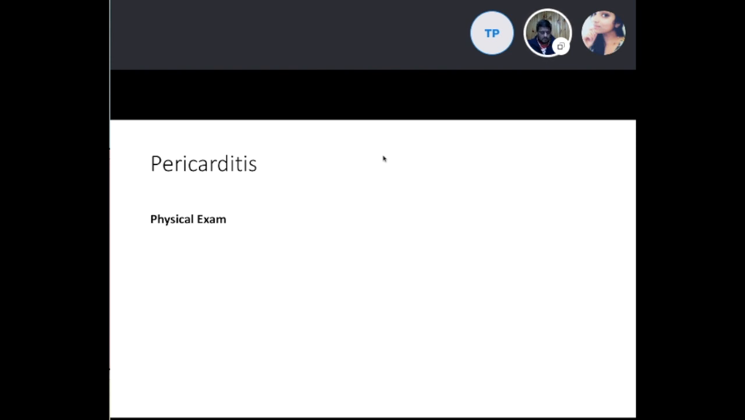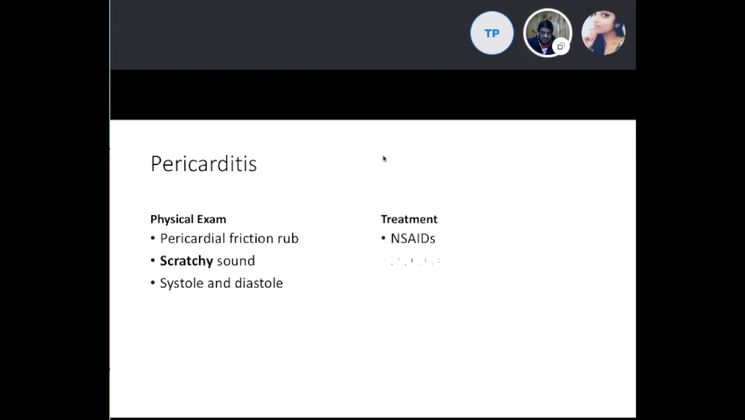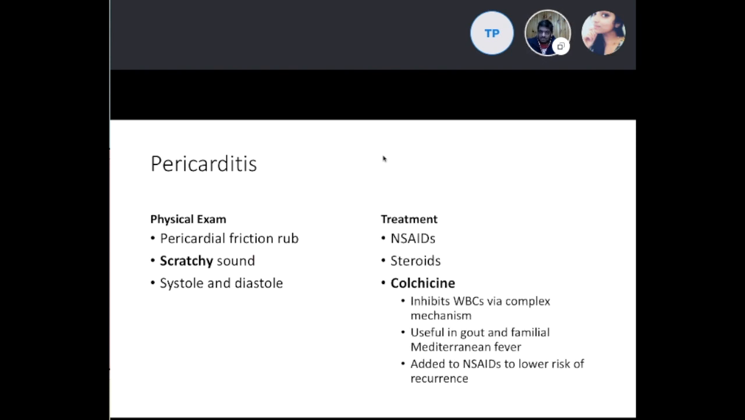So the physical exam for pericarditis, you'll see a pericardial friction rub. You can hear a scratchy sound during systole and diastole. And the treatment for this is NSAIDs, steroids, and colchicine is apparently another good one to give these patients. Colchicine, the mechanism is complex, but it inhibits the white blood cells. And colchicine, as we know, is useful in gout, but also familial Mediterranean fever. And it's added to NSAIDs to lower the risk of reoccurrence.